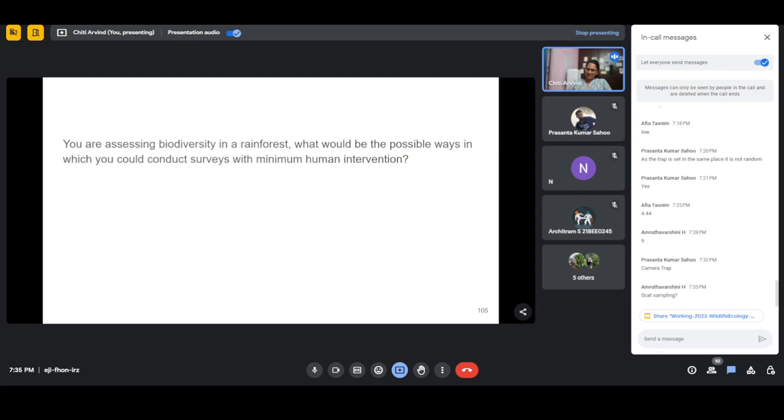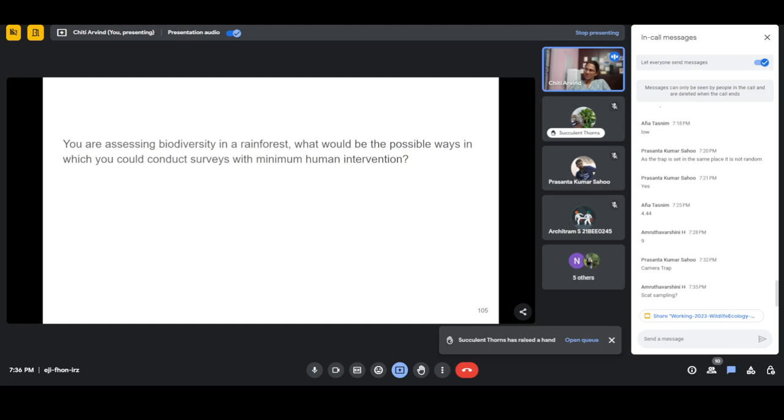This is interesting. I didn't think anyone would mention this, but yeah, sure. Scat sampling. That's something you can do. Yes, succulent thorns. You have a question? Okay, so scat sampling. Scat sampling probably is one way to conduct surveys, but to sample scat, you still would need people, right? Because people would have to be walking in the forest along trails and looking for scat.